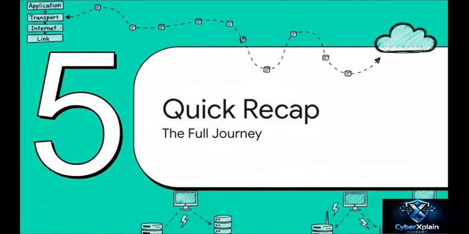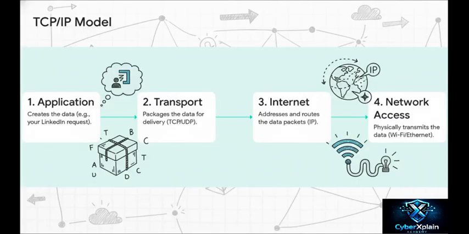And there you have it. That is the entire journey from the top all the way down to the bottom. Let's do a super quick recap just to put all these pieces together. So let's run through it one more time. The application layer creates your request. The transport layer packages it up. The internet layer slaps an address on it and finds the best route. And finally, the network access layer sends it all flying over your Wi-Fi or through a cable. 4 simple steps that make the entire internet work.